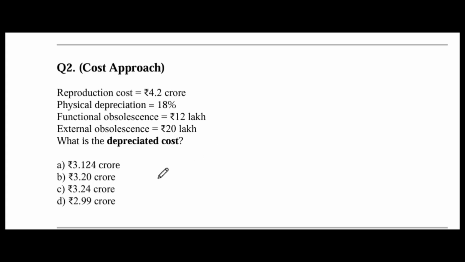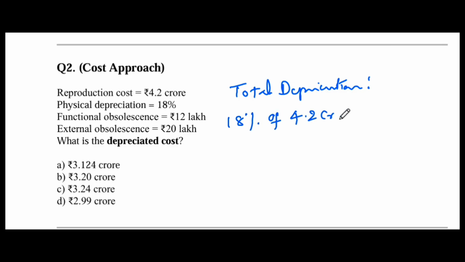Reproduction cost is 4.2 crores. Physical depreciation is 18%. Functional obsolescence is 12 lakhs. External obsolescence is 20 lakhs. What is the depreciated cost? First calculate the total depreciation. Total depreciation would be 18% of 4.2 crores plus 12 lakhs plus 20 lakhs.